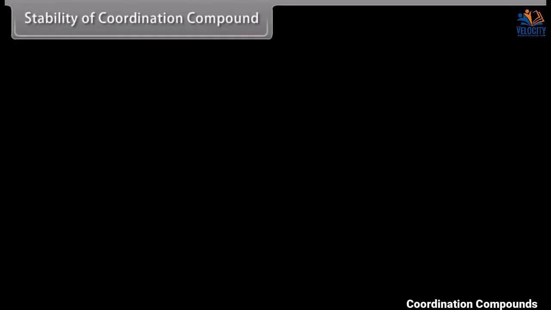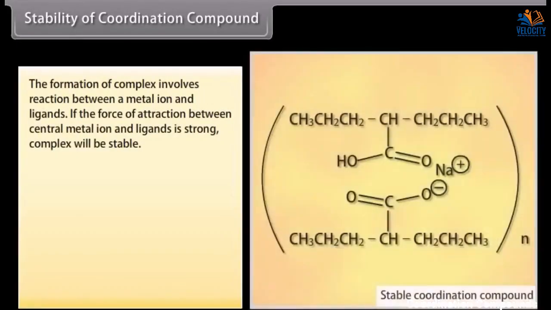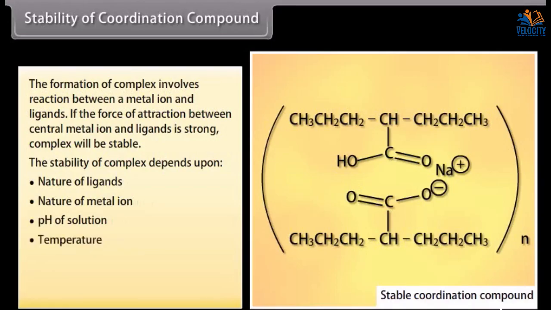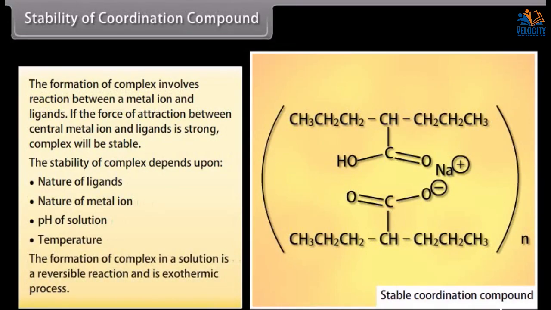Stability of coordination compound. The formation of complex involves reaction between a metal ion and ligands. If the force of attraction between central metal ion and ligands is strong, the complex will be stable. The stability of complex depends upon nature of ligands, nature of metal ion, pH of solution and temperature. The formation of complex in a solution is a reversible reaction and is an exothermic process.